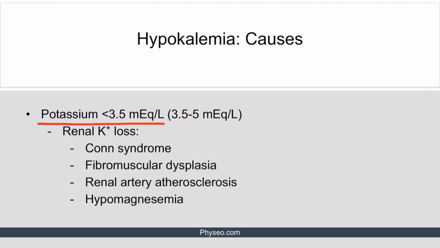Hypomagnesemia is commonly seen with hypokalemia due to concurrent loss of these electrolytes in conditions like diarrhea and diuretic use. Additionally, hypomagnesemia can secondarily cause hypokalemia because magnesium normally blocks the renal outer medullary potassium channel on the principal cell of collecting tubules. Hypomagnesemia disinhibits this channel, resulting in potassium wasting.